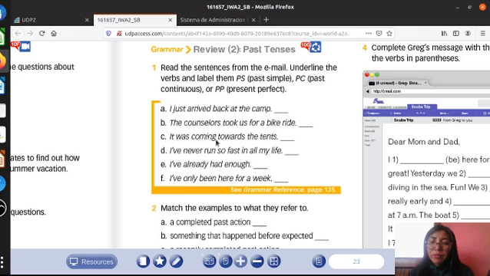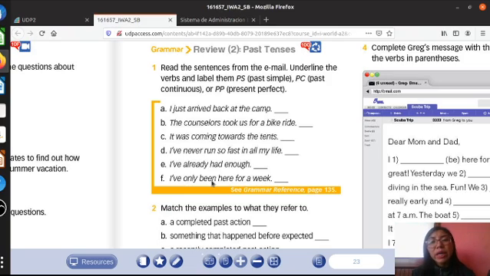I've never run so fast in all my life. What is the verb? Okay, in this case we have I have never run. Okay, I have already had enough. Okay, have. Okay, that is the verb. I've only been here for a week. What is the verb? Okay, here you have the verb been.